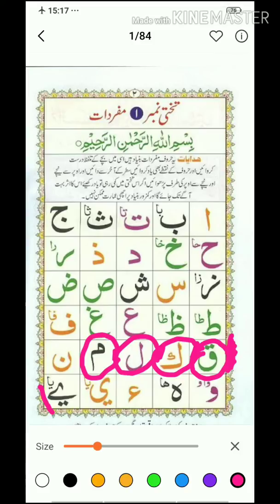But you have to memorize the shape. It is very important. You have to memorize the shape. What is the shape of Lam? What is the shape of Mim?